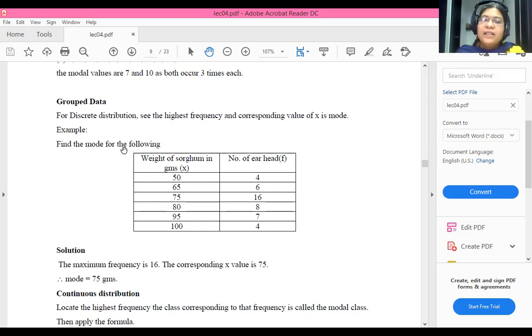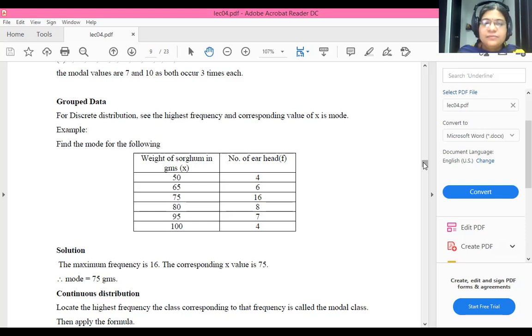Example, find a mode for the following. Here weight of the sorghum in grams, that is x, that is 50, 65, 75, 80, 18, 95, 100. Then the number of ear heads, that is 4, 6, 16, 8, 7 and 4. In this case the frequency 16 is highest, corresponding to x equal to 75. So the maximum frequency is 16, so the corresponding x value is 75. Therefore, mode is equal to 75 grams.